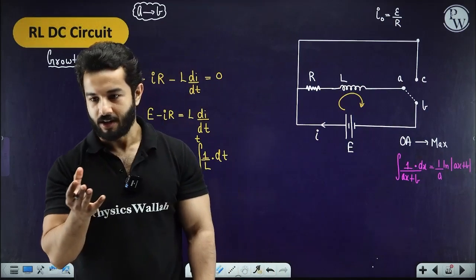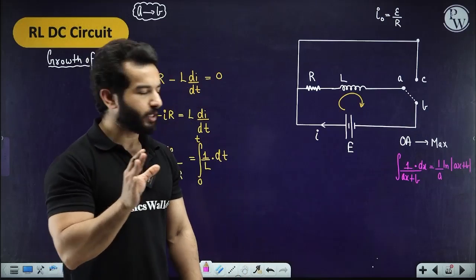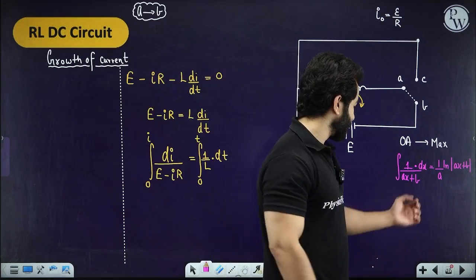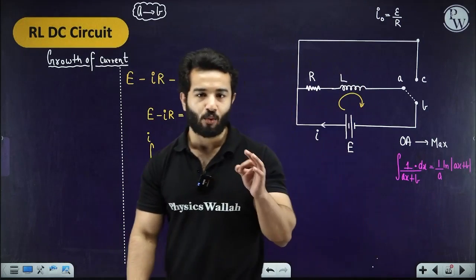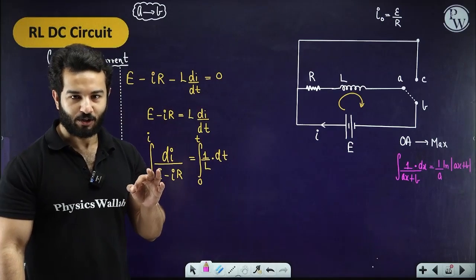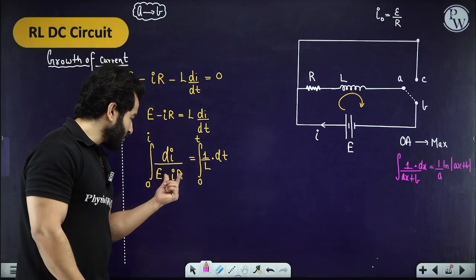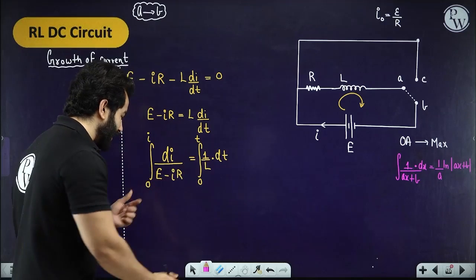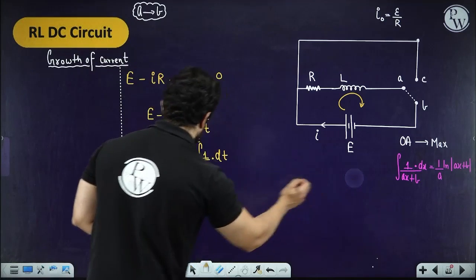Right now you can learn it, right? Although integration, you must learn these basic integrations. So 1 upon ax plus b, right now we are trying to integrate with respect to current I. So my variable is actually current, right? So this is going to be that ax. So if I integrate it, I'll get something like this.